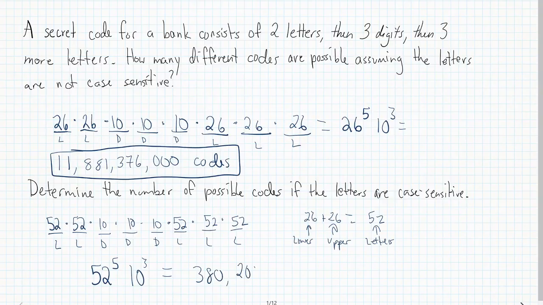And so what I'd recommend doing is doing the 52 to the 5th. You get 380,204,032. But with that 10 cubed, that's going to tack on 3 extra zeros right there. And so that's the number of codes in that case.